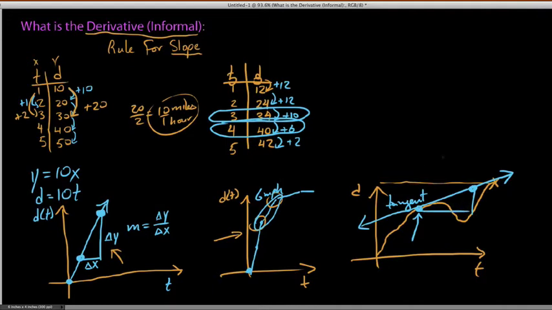So if you want to know what the derivative is, the derivative basically tells you the slope of the tangent line. That's all it does. It tells you the slope of the tangent line. So here's what I've done.